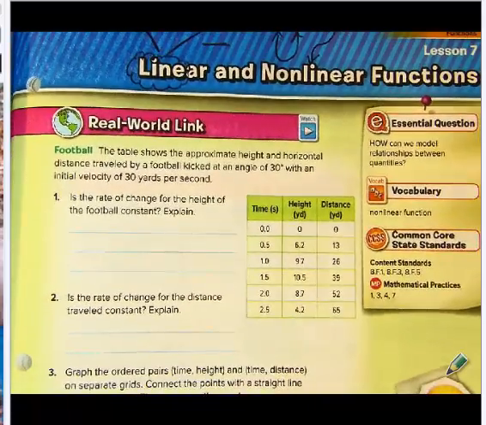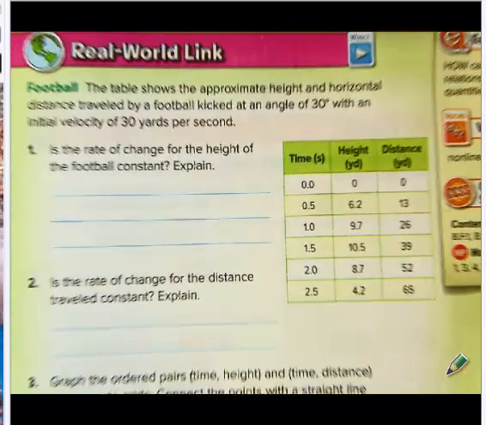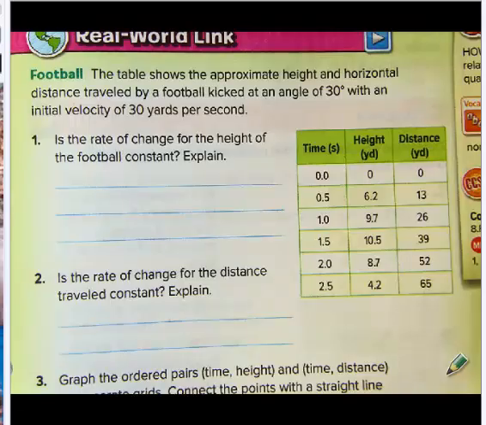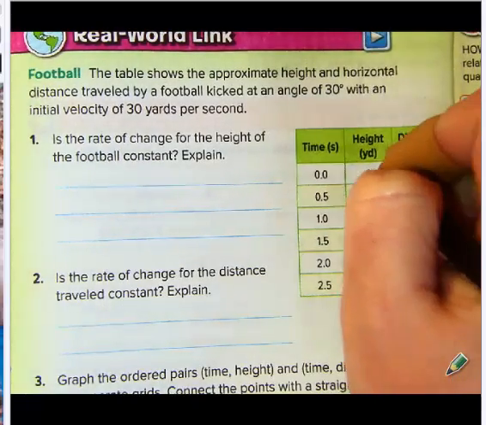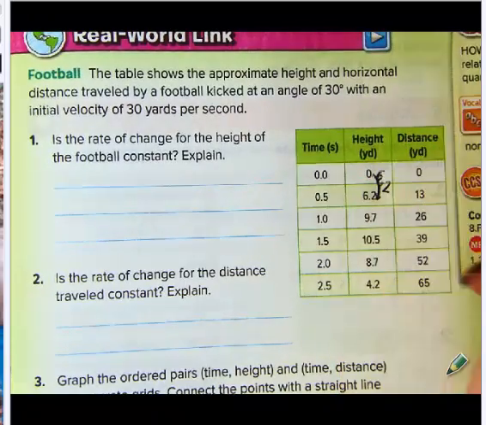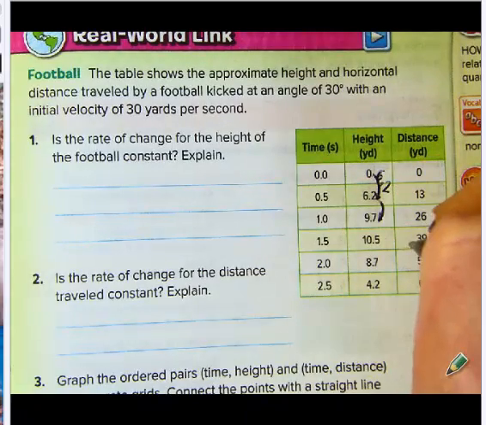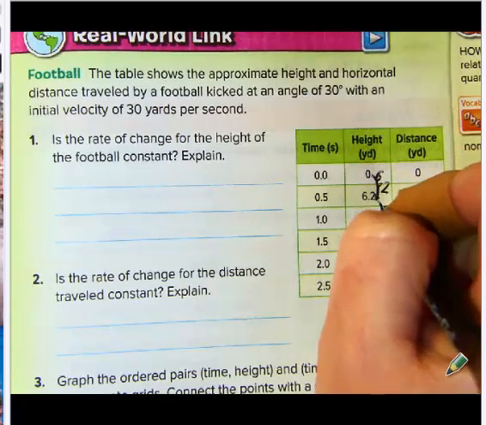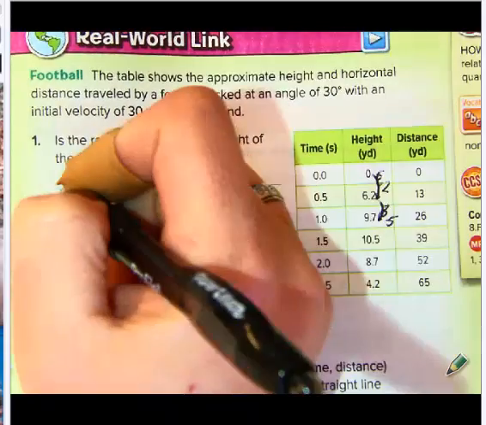So let's look at the first one. It says, is the rate of change for the height of the football constant? Does it stay the same all the time? Well, here's the height, so we're going to look at those. From 0 to 6.2, that's a change of 6.2. From 6.2 to 9.7, though, that's not a change of 6.2. In fact, that's only a change of 3.5. So right away I can tell you that it is not linear.